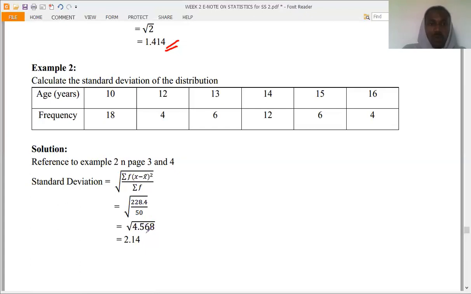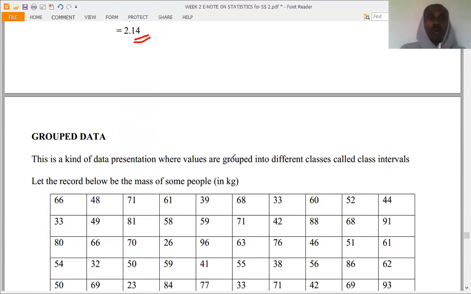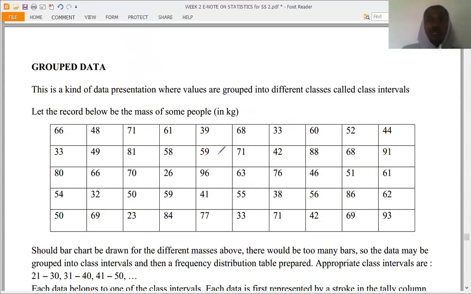And when we take the square root of that variance, we get the standard deviation. Straightforward, very, very simple. So now I want to quickly talk about grouped data. This is a kind of data presentation where values are grouped into different classes called class intervals. Now let the record below be the mass of some people in kilogram. So you're given the mass of people in kilogram.